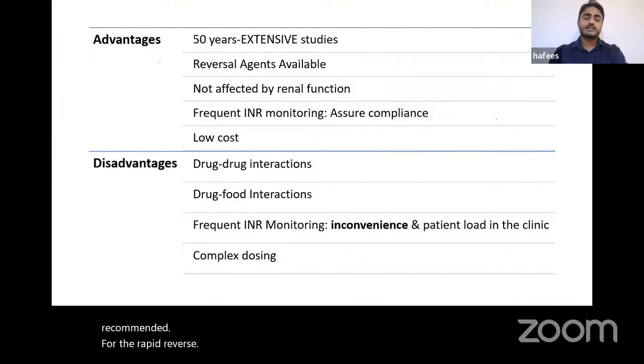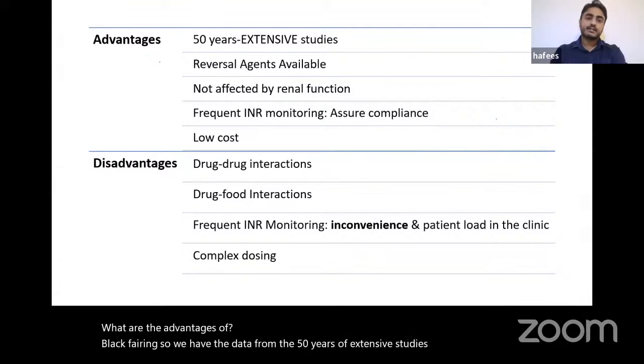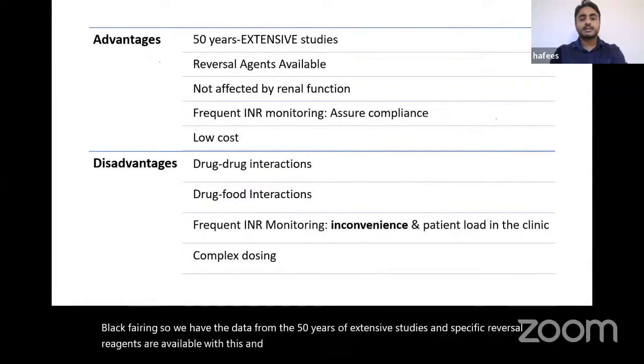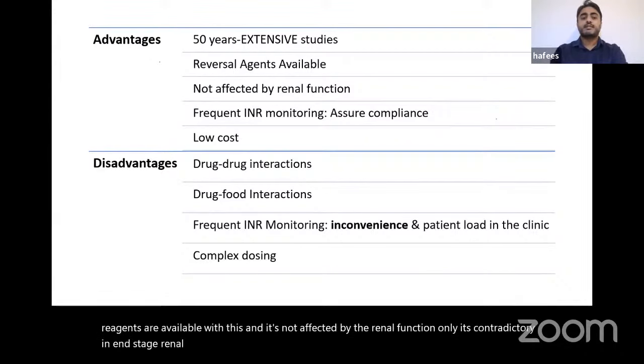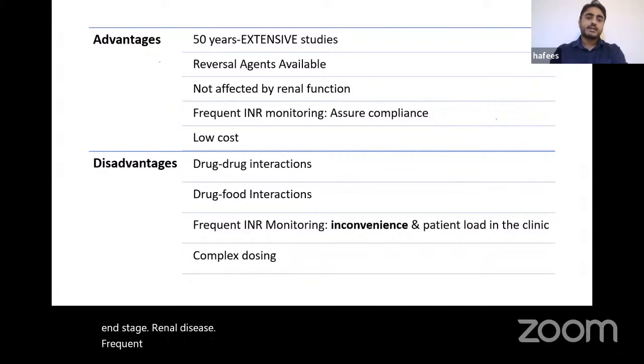What are the advantages of warfarin? We have data from 50 years of extensive studies, and specific reversal agents are available with this, and it's not affected by the renal function. Only it's contraindicated in end-stage renal disease. Frequent INR monitoring assures compliance, and it is low cost.